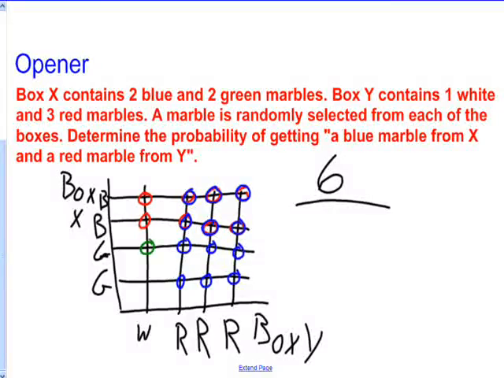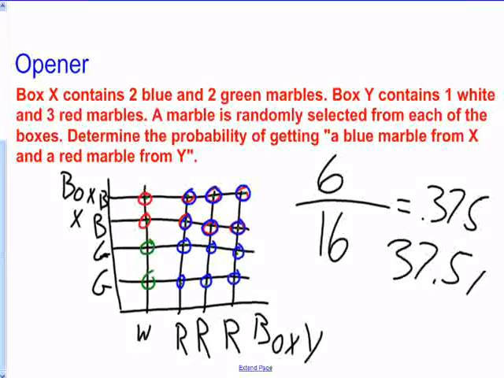So I have 1, 2, 3, 4, 5, 6, 7, 8, 9, 10, 11, 12, 13, 14, 15, 16. 16 outcomes. So I have 6 over 16 outcomes, which would give me my percent. And 6 over 16 ends up being 0.375, so about 37.5%.